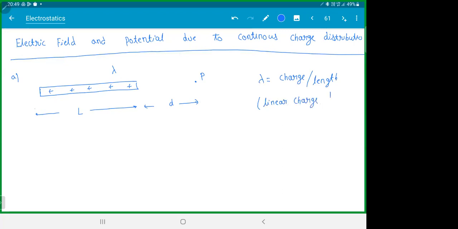Now remember, the formula for field is KQ by R square, but it is defined for point charges. So if I give you something like this, how do we find the electric field and potential at point P? Try, I'll give you a minute.